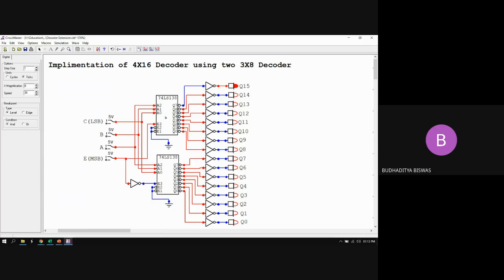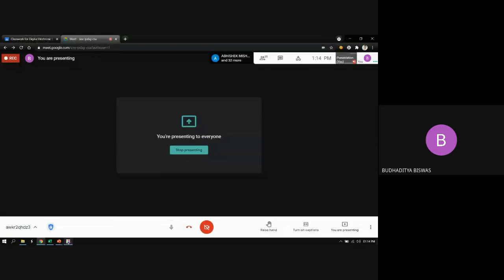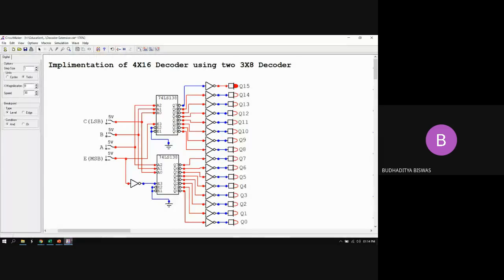In this particular cascading technique, the enable is taken as the data line. But in all other cases, the enable should be a control line. It should not be a data line. But as this is a special case I mentioned before, in this special type of connection the enable is taken as the data line. So this is called the cascading of the decoder.